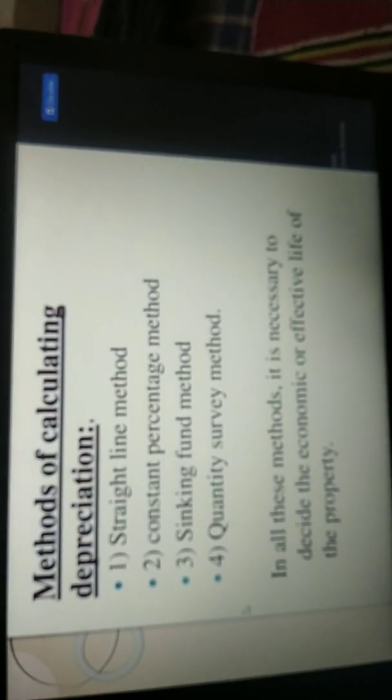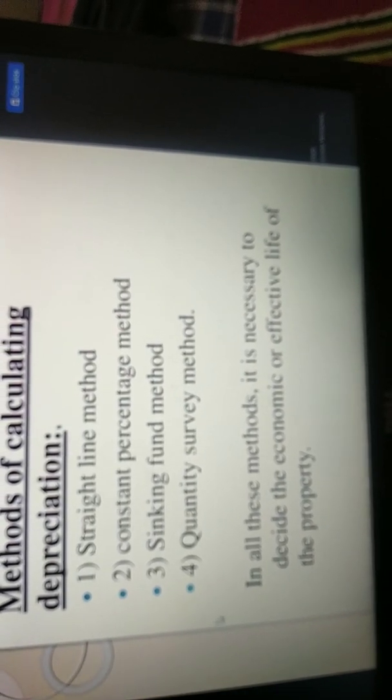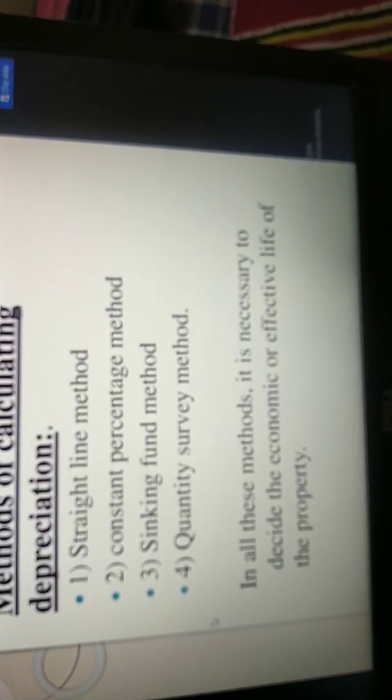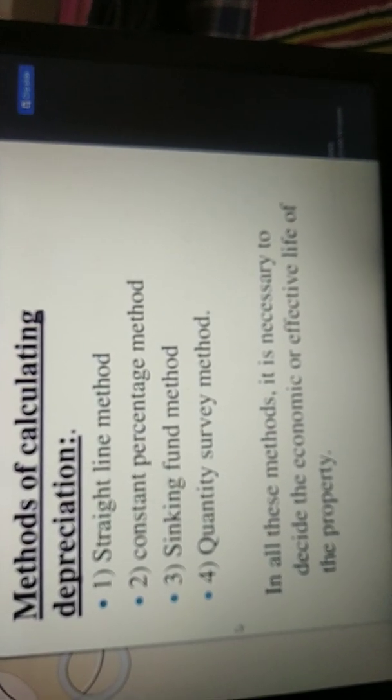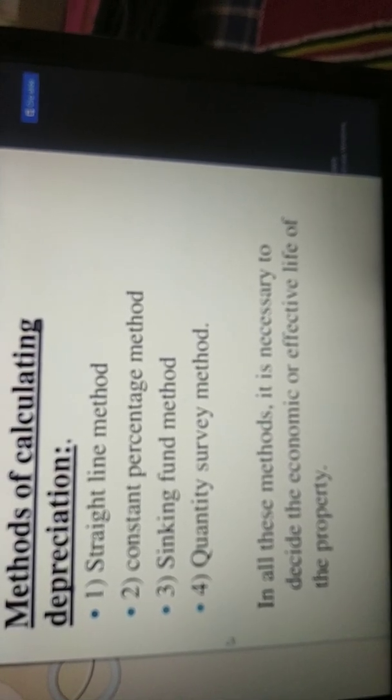Methods of calculating depreciation. The first method is the straight line method. The second method is the constant percentage method. The third method is the sinking fund method. And the fourth one is the quantity survey method.